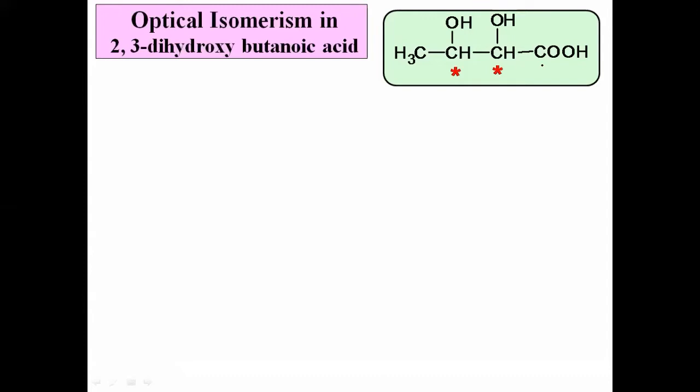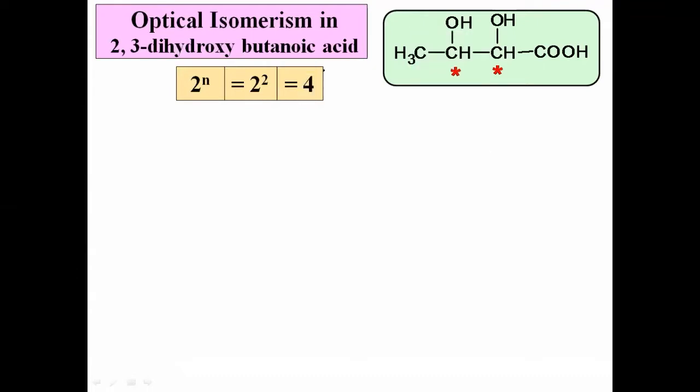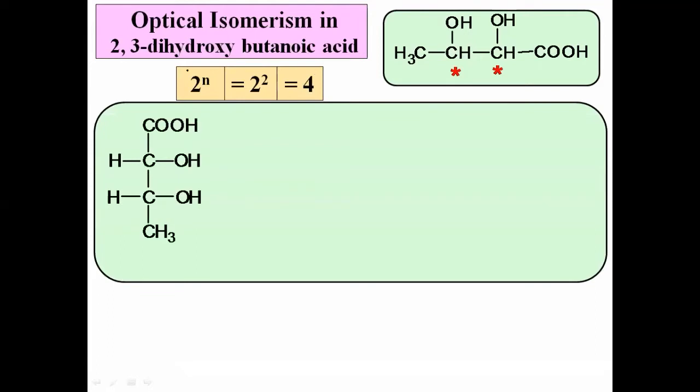Thus 2,3-dihydroxybutanoic acid has two chiral centers, and therefore according to the formula 2 raised to n we can calculate the number of possible stereoisomers. Here n is the number of chiral centers. Now let us put the value: 2 raised to n is equal to 2 raised to 2, which means 4, and thus that molecule has four possible stereoisomers.